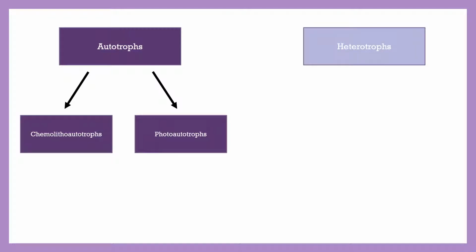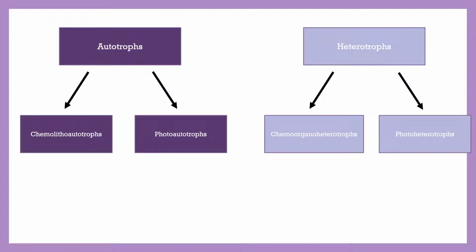Heterotrophs are your consumers, eating other organisms because they cannot produce their own food. These can be further broken down into chemoorganoheterotrophs and photoheterotrophs. Chemoorganoheterotrophs are your decomposers. They use organic compounds as both an energy source and a carbon source. Most of your soil microbes will fall under this category. Photoheterotrophs use light as an energy source, but must also consume organic compounds as their carbon source. These are your cyanobacteria.